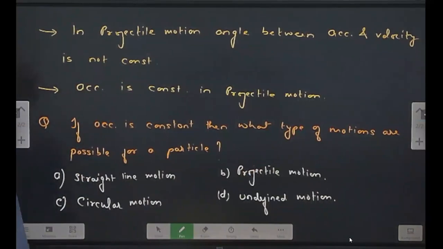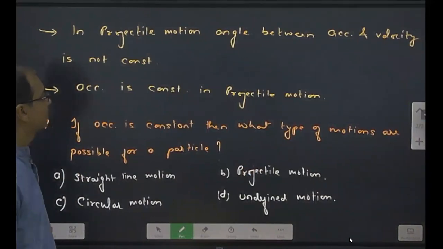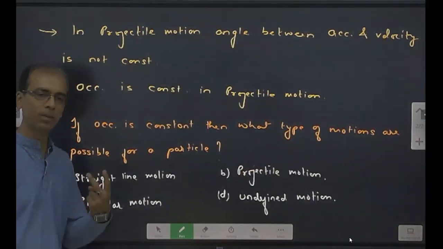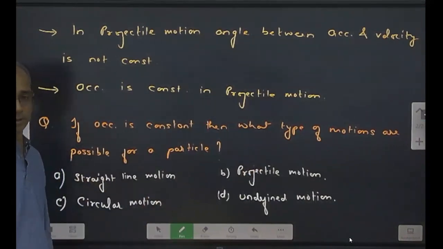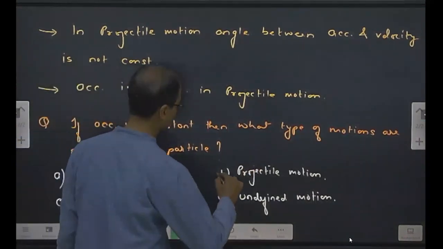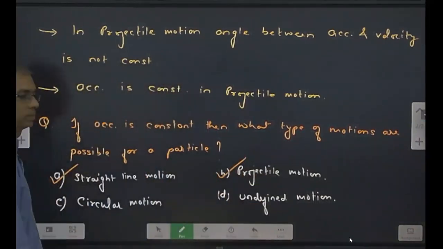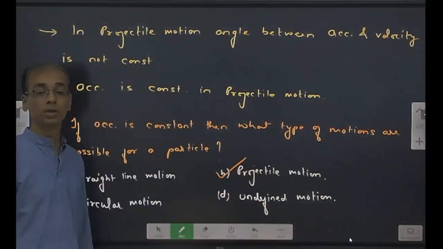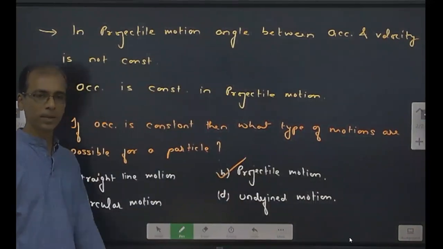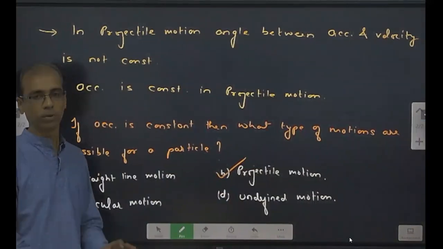The projectile motion and circular motion. Any other answer? If acceleration is constant, then we can have 2 types of motion mentioned in these options. First is projectile. Both of you said projectile, that's correct. But the second one is straight line motion. Circular motion is not possible.